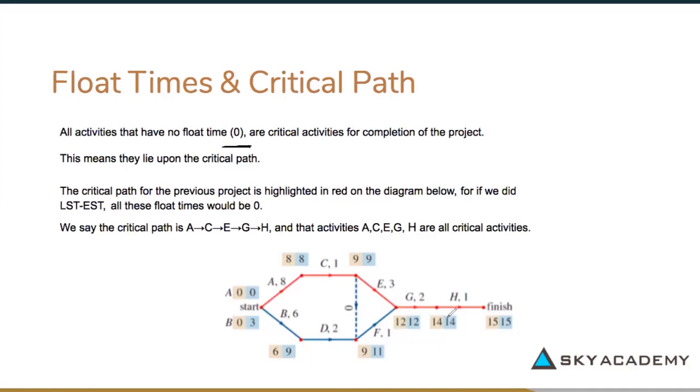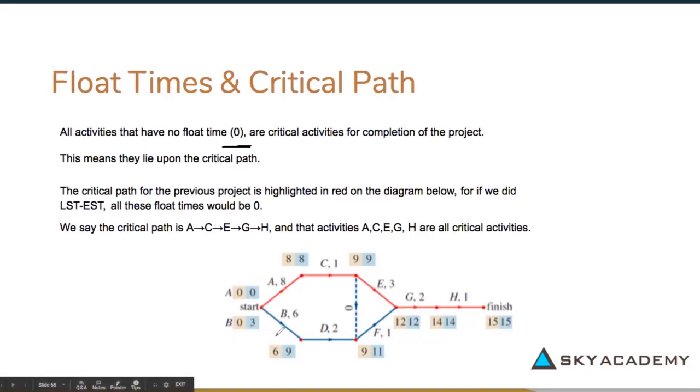Whereas if you see what activities lie on this blue line, 11 minus 9 is 2. 9 minus 6 is 3. And 3 minus 0 is 3. So the ones in blue do not lie on the critical path, but the ones in red do lie on the critical path.